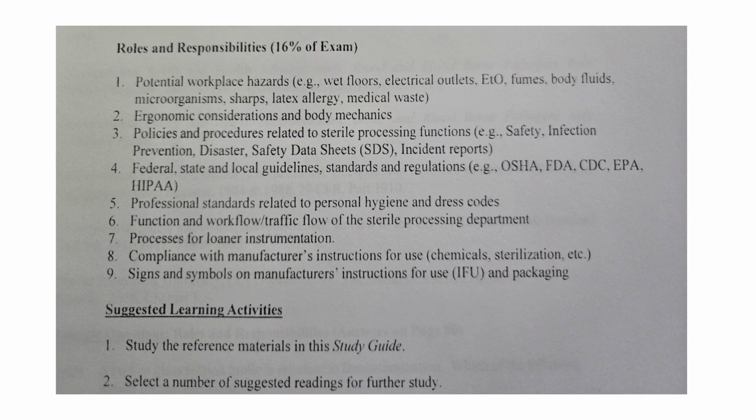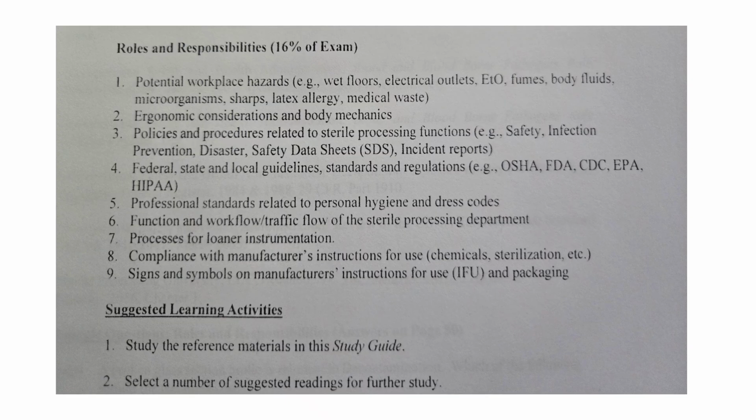Number 1, potential workplace hazards. For example, wet floors, electrical outlets, EtO, fumes, body fluids, microorganisms, sharps, latex allergies, and medical waste. Number 2, ergonomic considerations and body mechanics. Number 3, policies and procedures related to sterile processing functions, for example, safety, infection prevention, disaster, safety data sheets, and your incident reports. 4, federal, state, and local guidelines, standards, and regulations, for example, OSHA, FDA, CDC, EPA, and HIPAA.